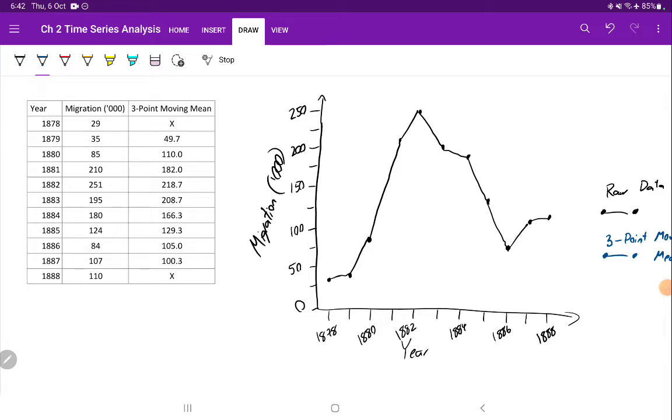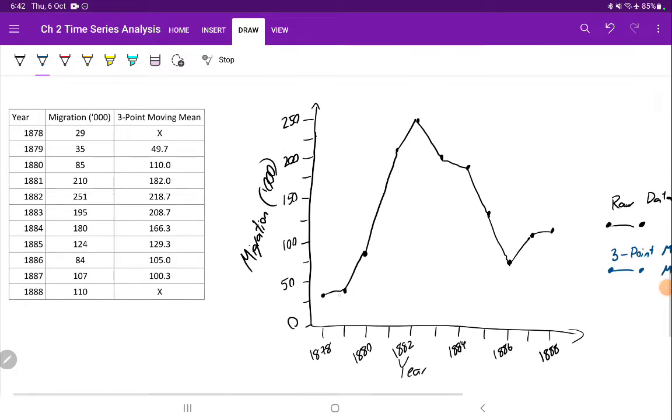And you'll notice that I'm not going to plot anything for 1878. I'm actually going to start at 1879, which is going to be about a 50 mark, which is here. So you can see that I just skipped that first point. There is going to be nothing there. And similarly, there's going to be nothing at 1888. So my smoothed line is actually going to be shorter than my original line because it is not going to have a start or an end point. It's going to start one in from each end.